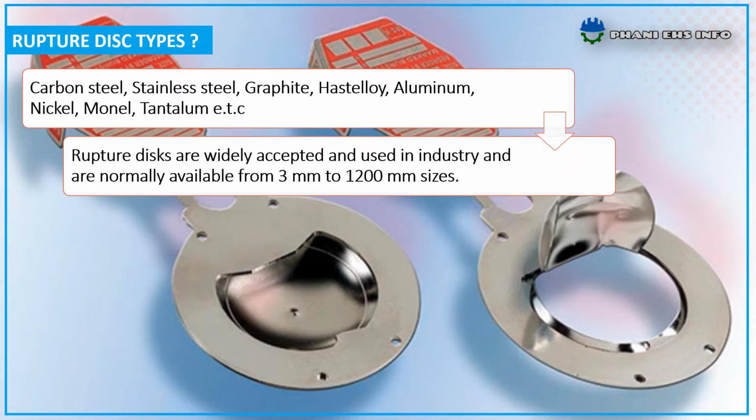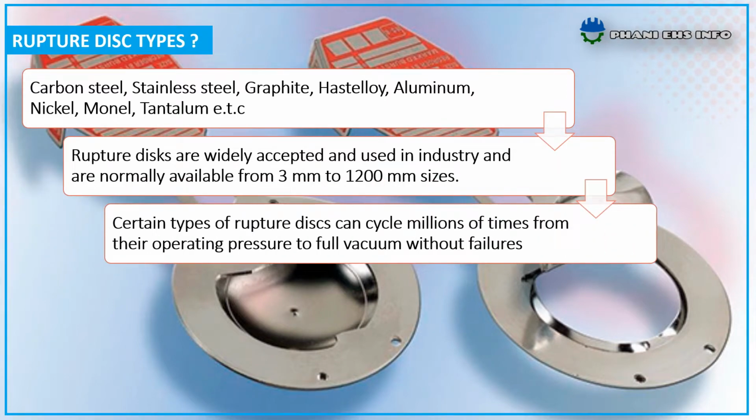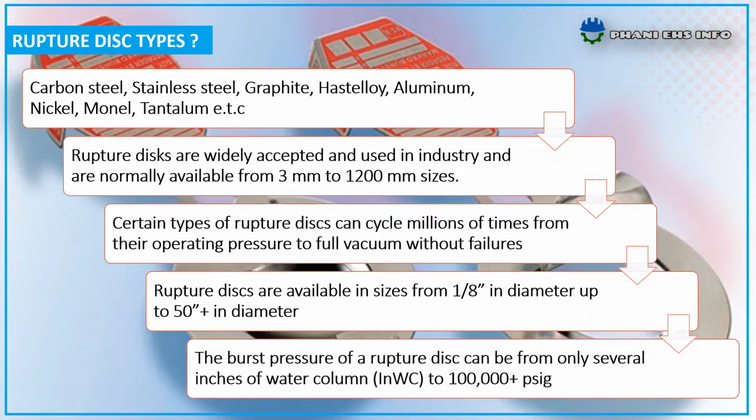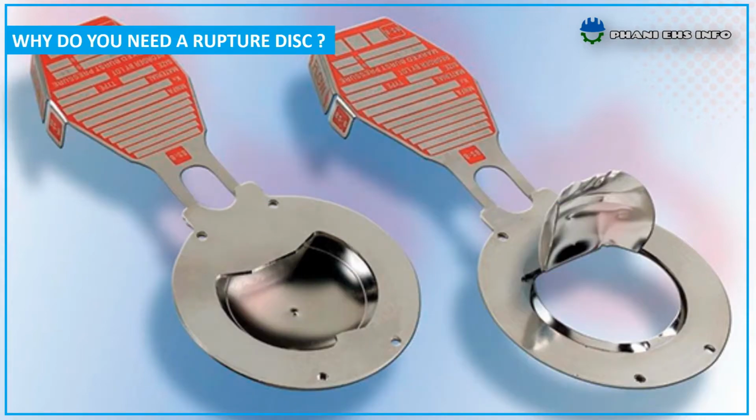Rupture discs are widely accepted and used in industries and normally available from 3 mm to 1200 mm sizes. Certain types of rupture discs can cycle millions of times from their operating pressure to full vacuum without failures. Rupture discs are available in 1/8 inch in diameter up to 50 inch plus in diameters. The burst pressure of a rupture disc can be from only several inches of the water column to 1 lakh psig.